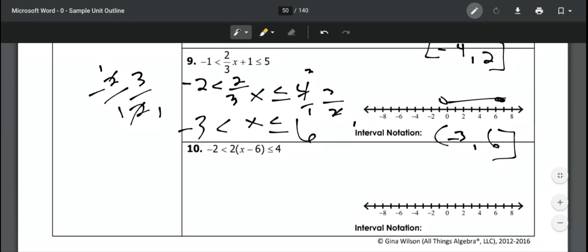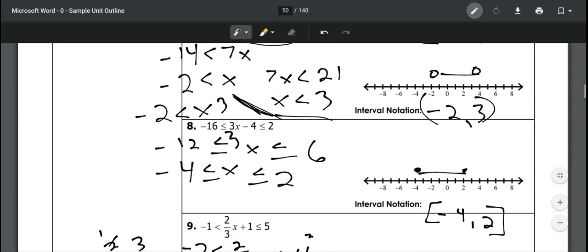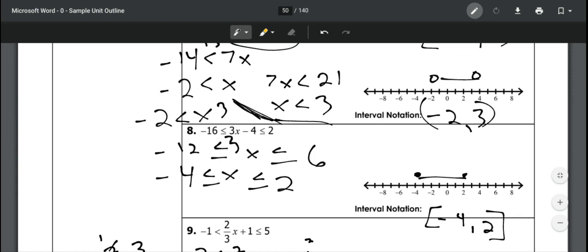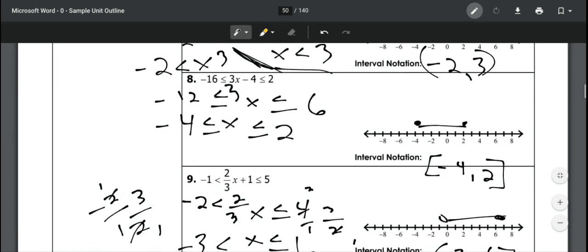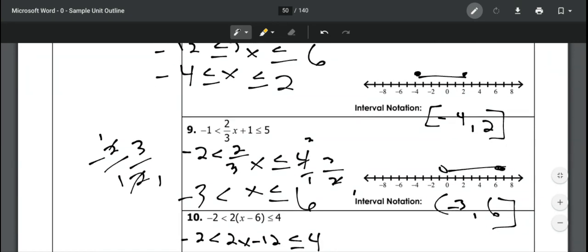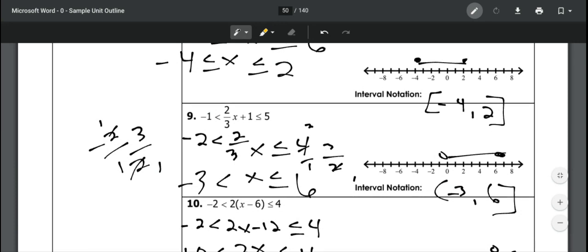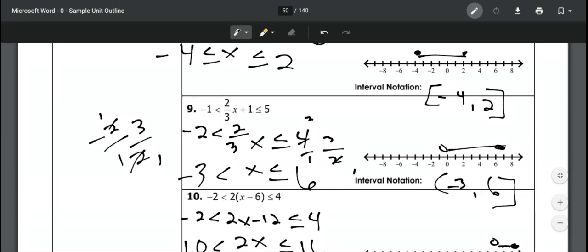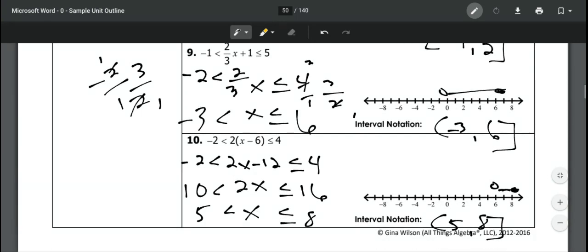So on this one, the best thing to do would be to do the distributive property first. So you go ahead and do that and see what you come up with. All right, so number 9, I guess I did that together. And then number 10, you would have done 2x minus 12. And then I just went ahead and added 12 to each side at the same time. Then I divided by 2. And there you go. So make sure that you're practicing those.